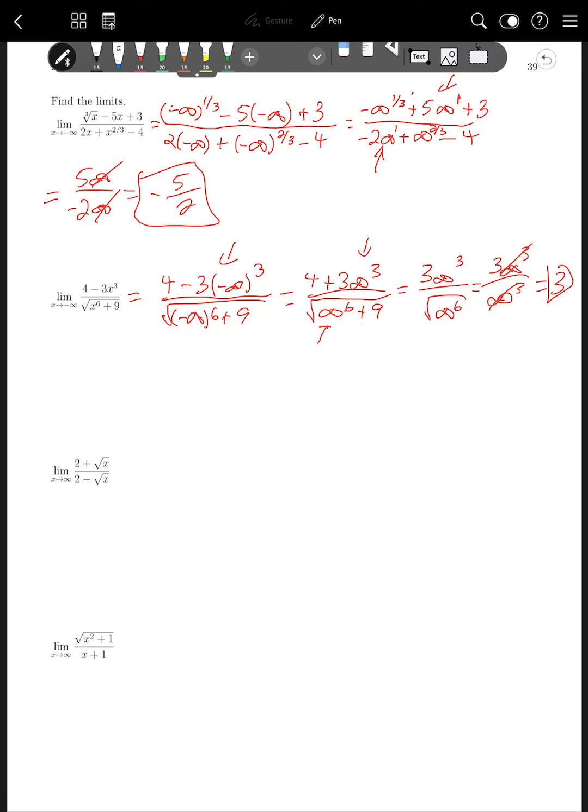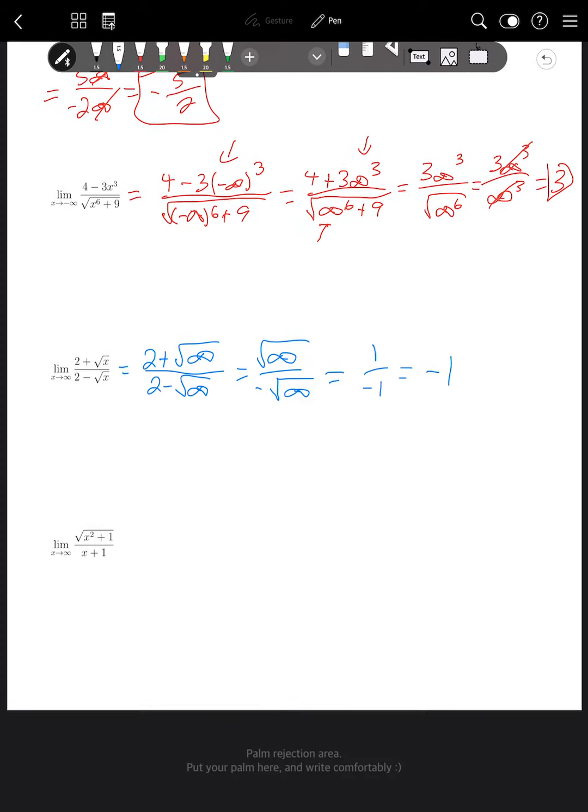Okay, so same idea here. Plug in the things. In this case, they're both positive infinity. This is 2 plus the square root of infinity over 2 minus the square root of infinity. In this case, the 2 plus and the 2 minus don't matter because adding a 2 to infinity isn't going to change it enough to matter. So this will be the square root of infinity over the negative square root of infinity. Once again, those cancel, leaving me with 1 over negative 1, which is just negative 1.